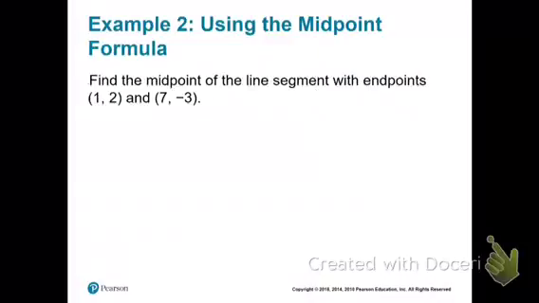All right, so let's find the midpoint of the line segment with endpoints at (1, 2) and (7, -3). So what I'm going to do, we're looking for the midpoint. I'm going to label my ordered pairs.